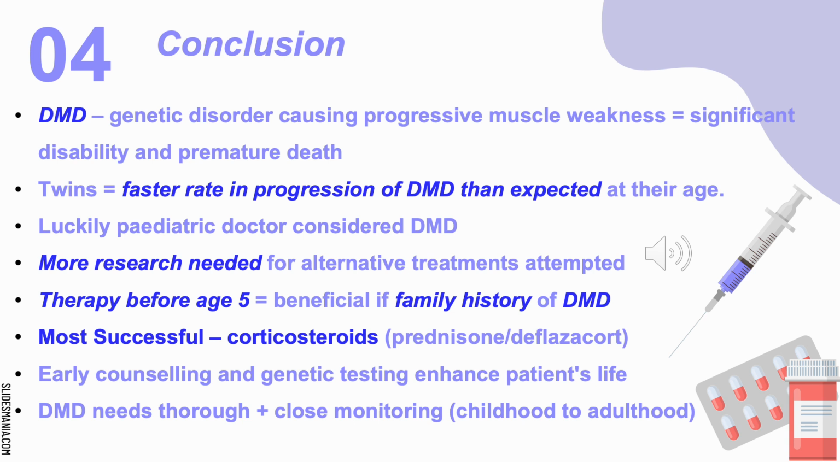In this fatal and progressive muscle dystrophy, early counseling and genetic tests like multiplex ligation-dependent probe amplification are being used to extend and enhance the patient's life. With better care and longer life expectancies, people with Duchenne muscular dystrophy and their families face new difficulties and demands on the support system. This patient population needs thorough and close monitoring, including during the transition from childhood to adulthood.